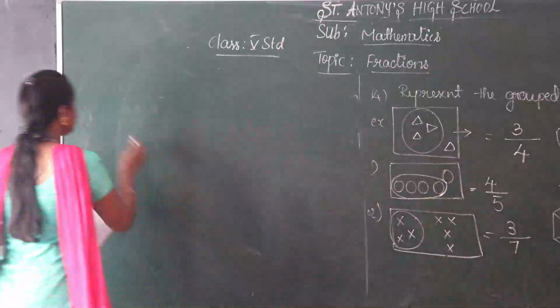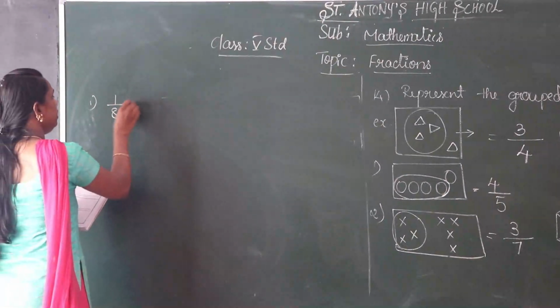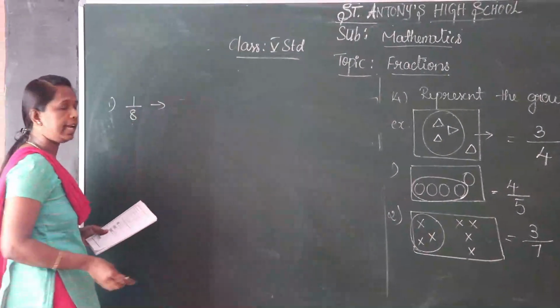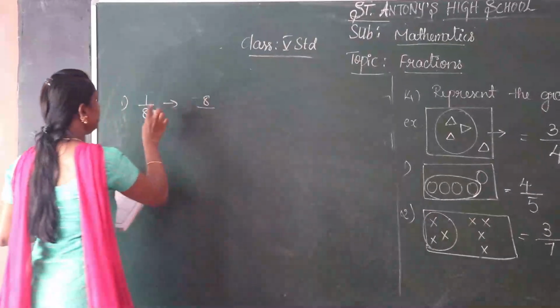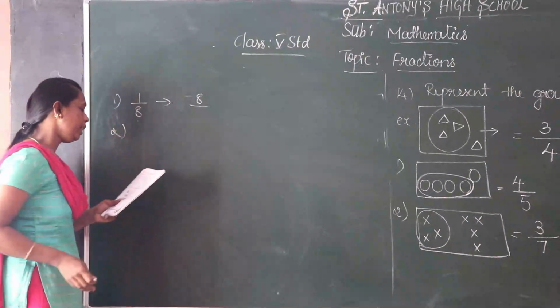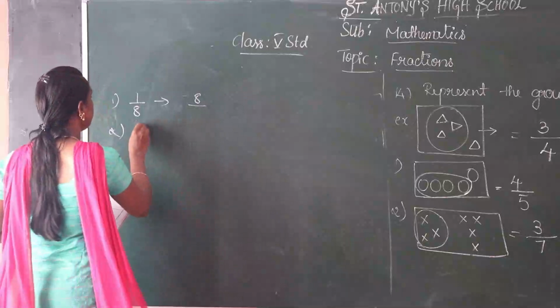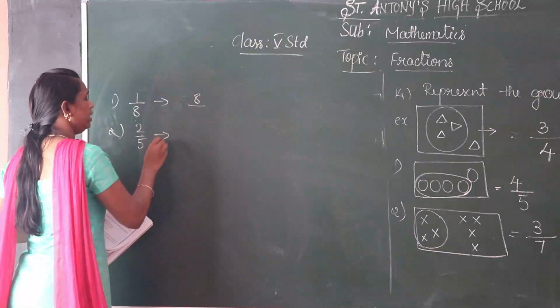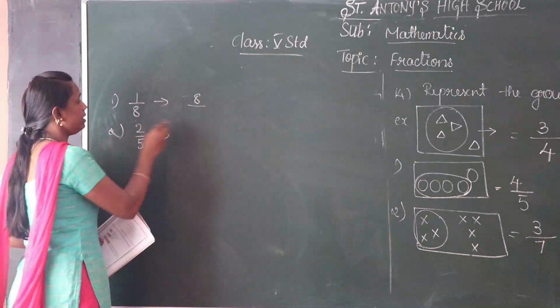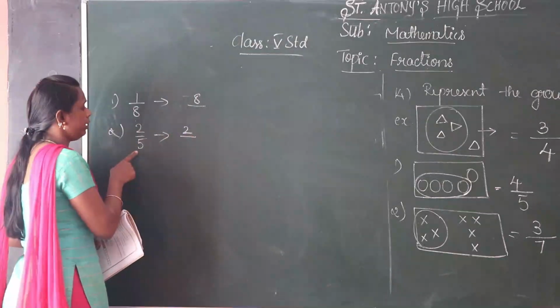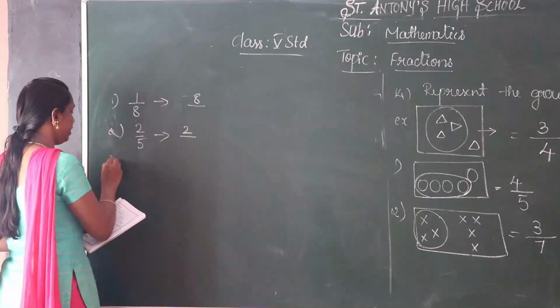Denominator, which is the denominator in 1/8 here? The denominator is 8, so the numerator is 1. Second one, the numerator of the fraction 2/5. Which is the numerator here? 2 is the numerator. You know that 5 is the denominator.